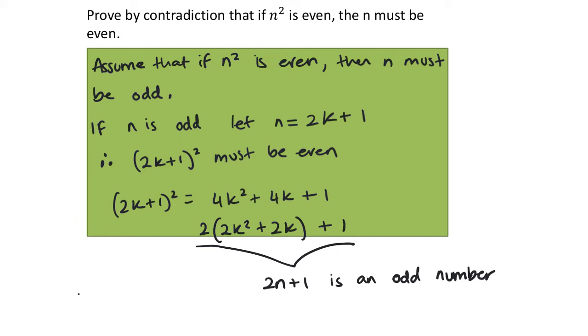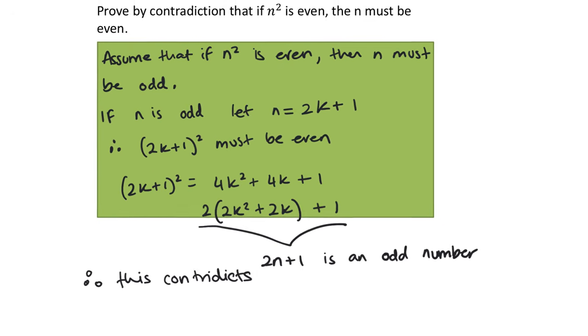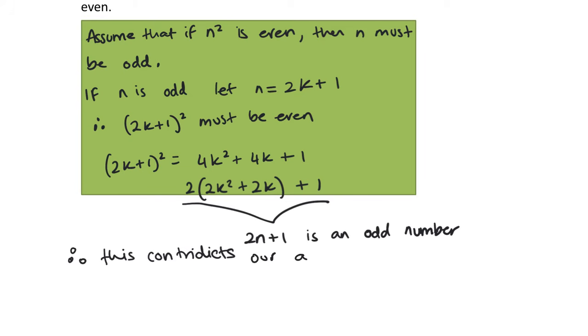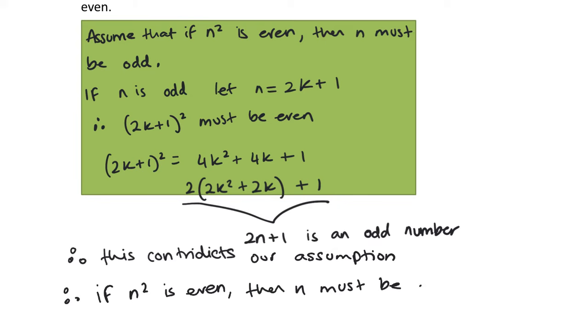So then, therefore, this contradicts our assumption. Okay. And then you're going to write, therefore, if n squared is even, then n must be even. Therefore, proved.